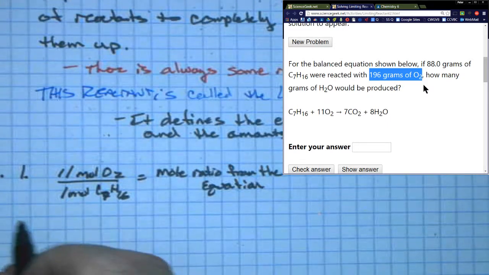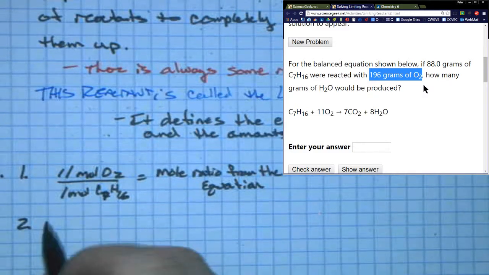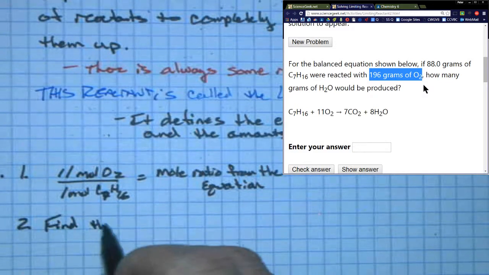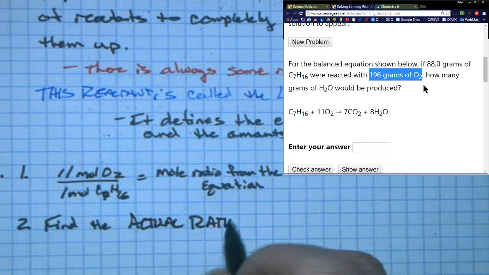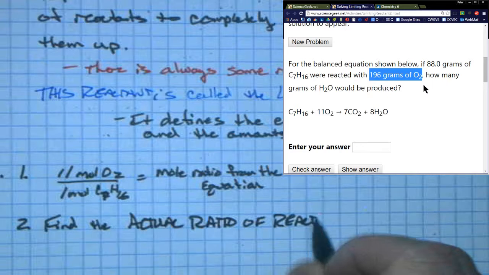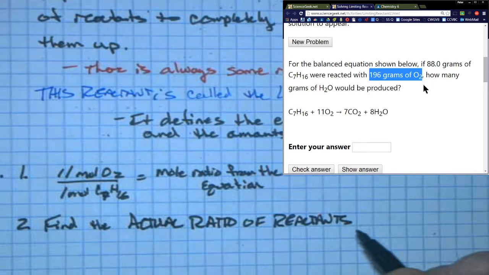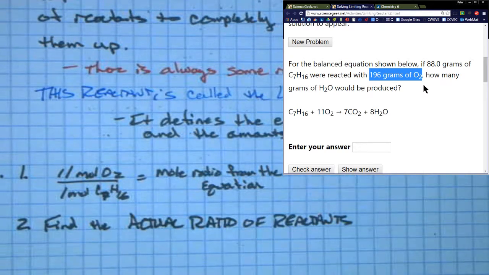Our second step is to find the actual mole ratio that we have, the amount of moles of the actual stuff we're dealing with. In other words, we have 88 grams of heptane and 196 grams of oxygen, and we need to convert those into moles to figure out what that mole ratio is.